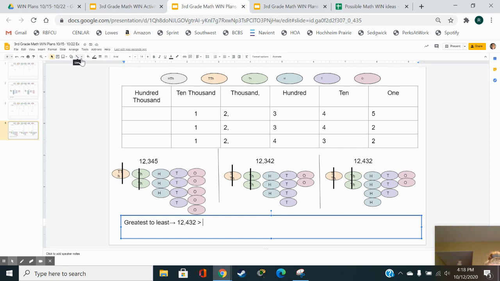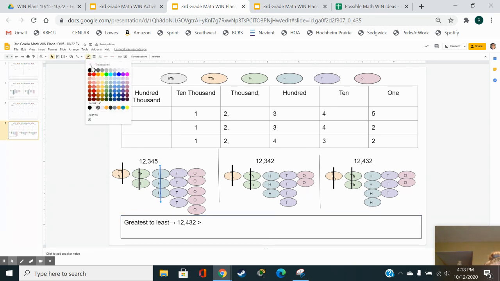So now I'm going to come look at these two numbers. Well, these two numbers have the same number of hundreds, 300 and 300. So that doesn't really help me. So I'm going to go ahead and cross them off. And again, I'm going to make it nice and dark so that we can see it. And I'm going to cross these off.